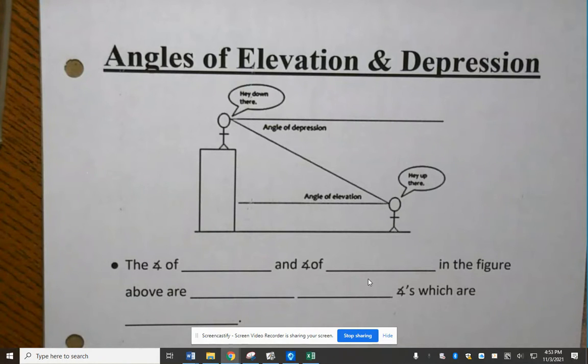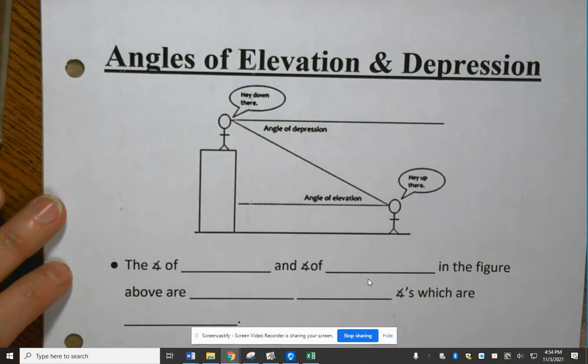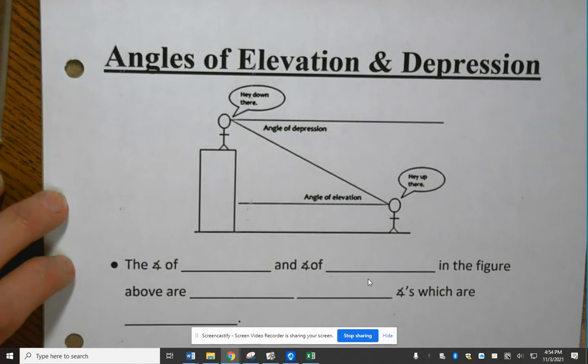All right, so the last page that I'm going to give you the video for today is angles of elevation and depression. This is part of our trig unit that our book actually skips over, and it is very important that you understand and know how to do this, because this is where the real world word problems are going to come into play here with using your trig to solve them.